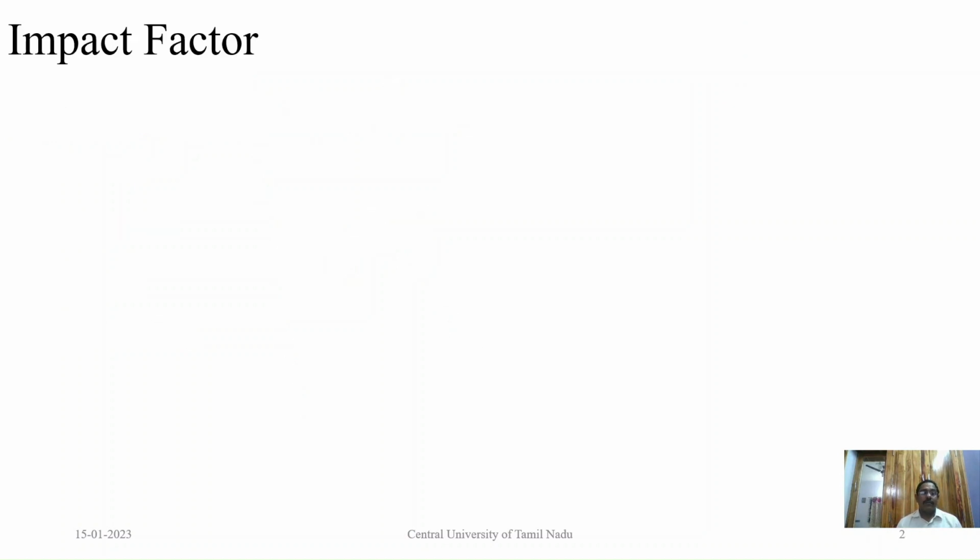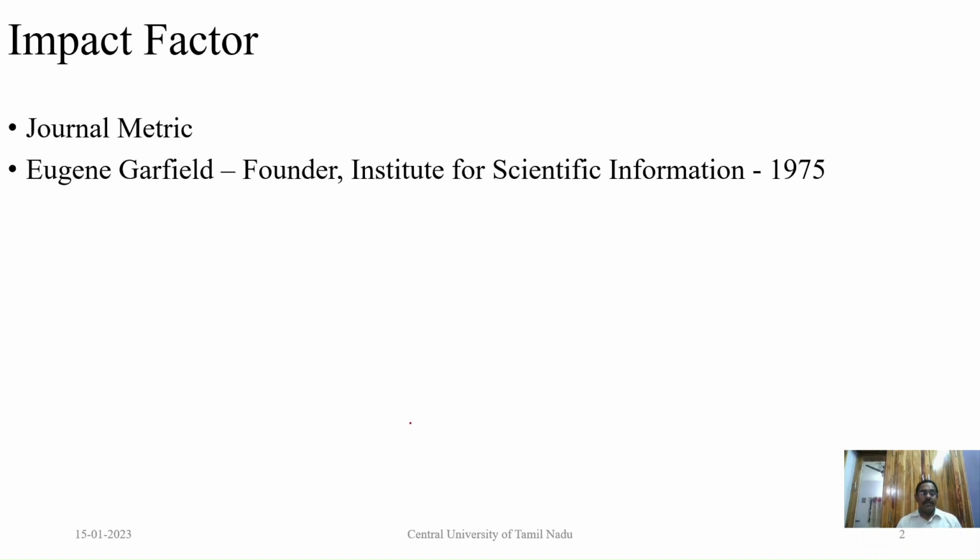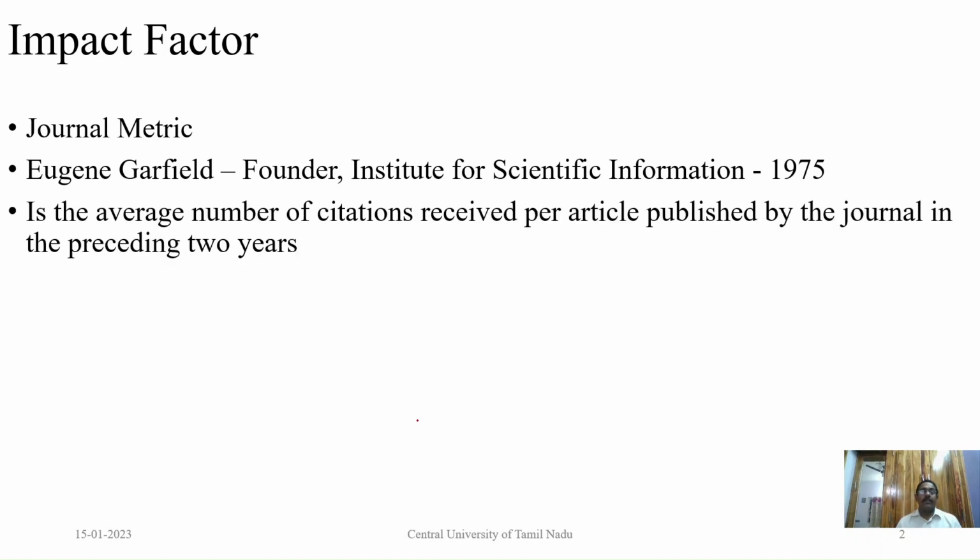Impact factor. So impact factor, as we have said, is the journal metric. It was first used by Eugene Garfield, who was the founder of the Institute for Scientific Information, in 1975. It is the average number of citations received per article published by the journal in the preceding 2 years, which means that impact factor will be calculated in the third year. If a journal started now, only after 2 years will the impact factor be calculated.